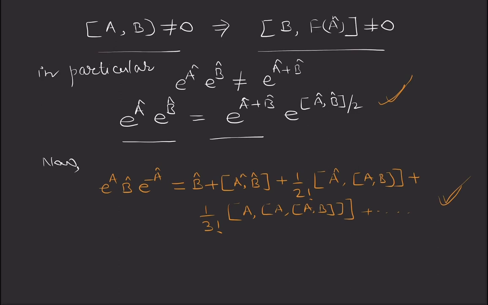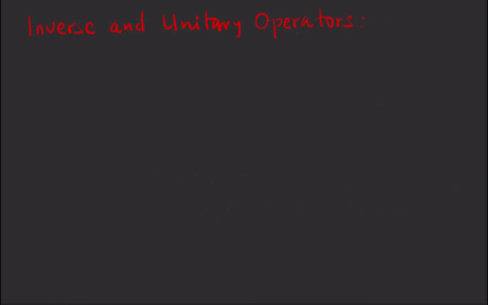Now we will talk about the inverse and unitary operator. Let's learn about the inverse and unitary operators. Friends, it is not necessary that there exists an inverse of any linear operator, just like in the case of matrices. The inverse of a matrix exists only when its determinant is non-zero. Otherwise, it will not exist. So let us assume that the inverse exists.